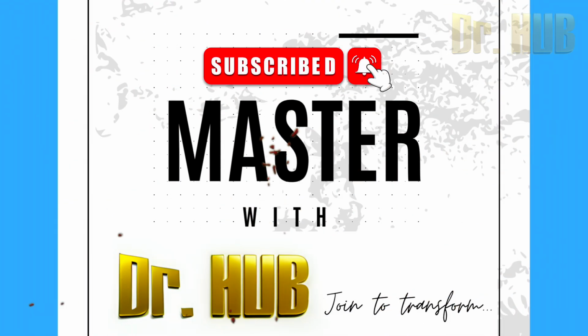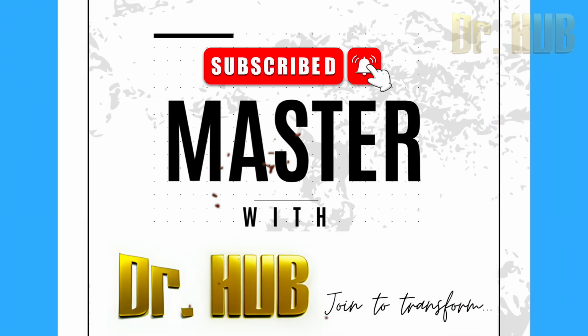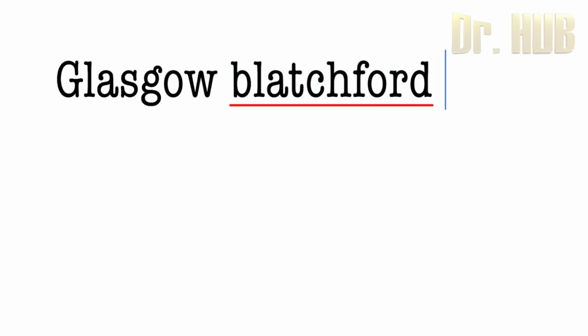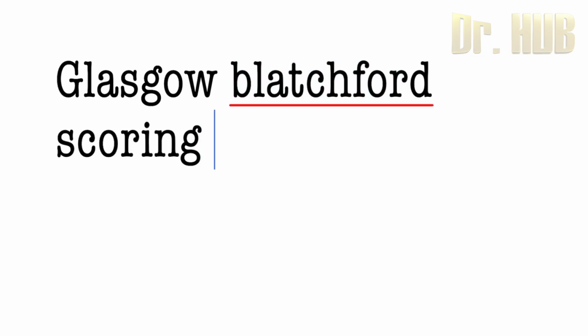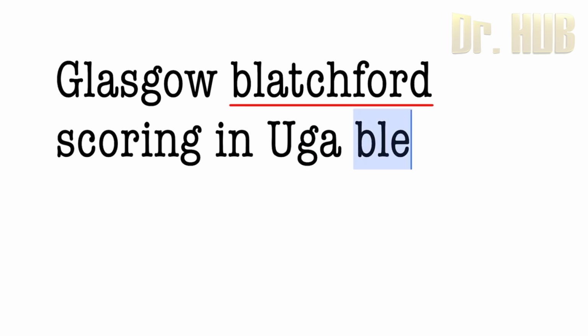This is a concise, well-crafted summary and it highlights only the important keywords. Glasgow-Blatchford scoring, and this is in case of the UGI bleed. So the first one is the admission risk markers, and we are looking at the scores respectively.